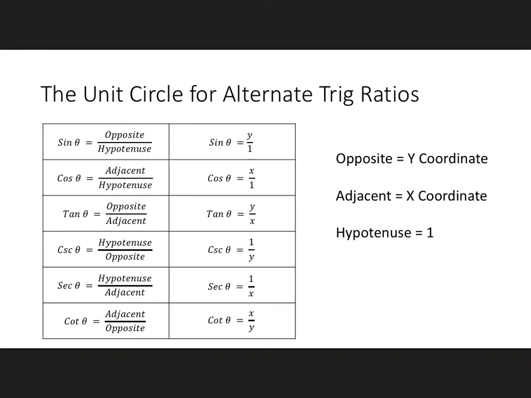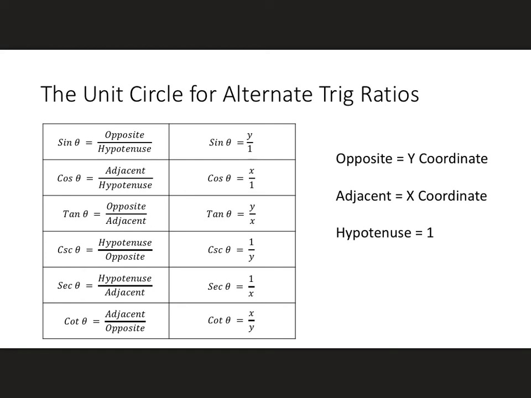Remember, cosecant, secant, and cotangent are the reciprocals of sine, cosine, and tangent, so they have a slightly different formula for finding the values on the unit circle. But we can see that the sine of theta is y over 1, which is just y. The cosine of theta is x over 1, which is just x. And the tangent of theta is y over x.